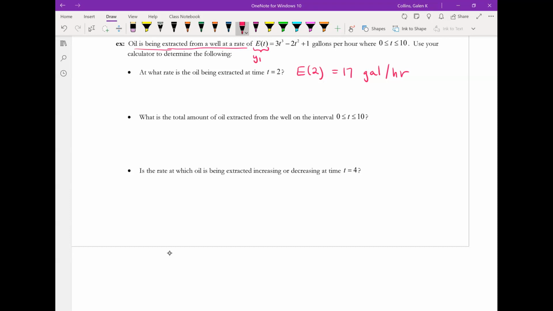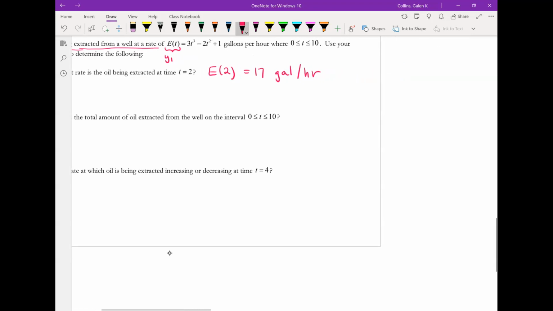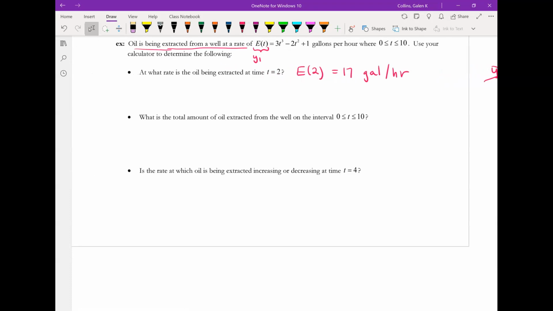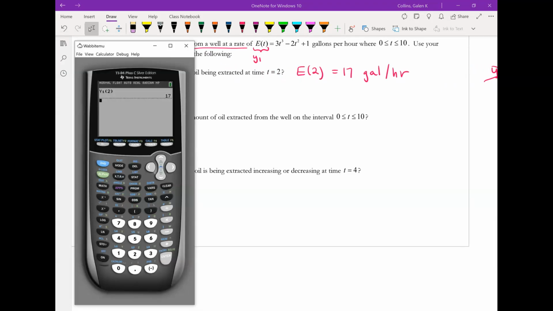Don't ever use calculator notation. So even though we plug that into y1, don't say y1 of 2. The function's not named y, the function is named E.